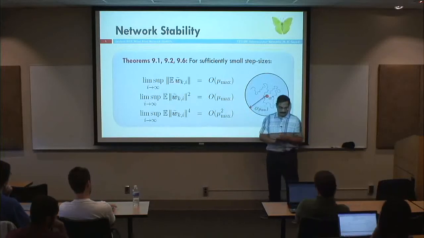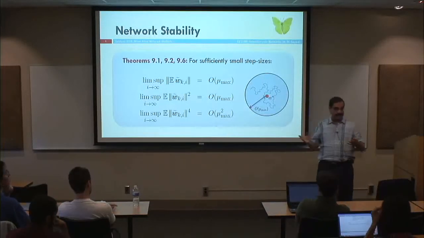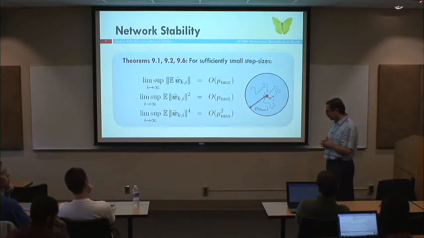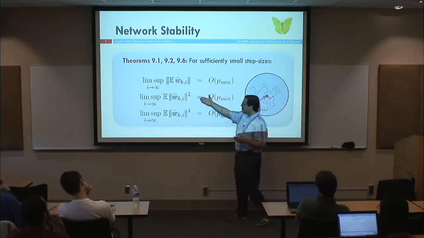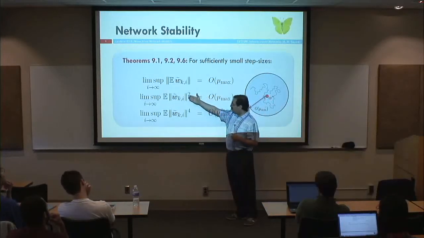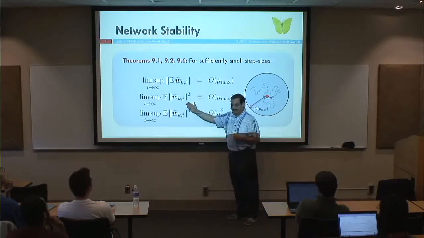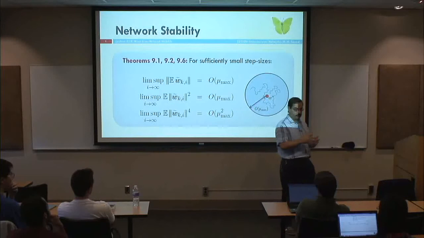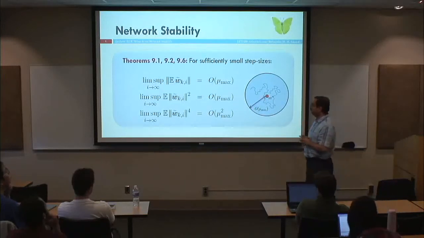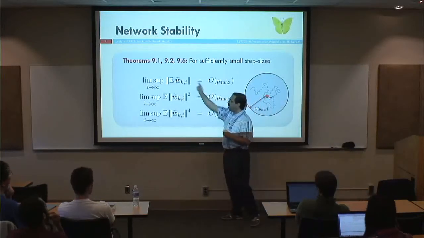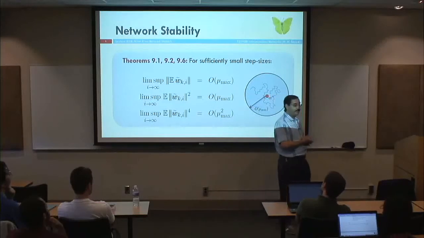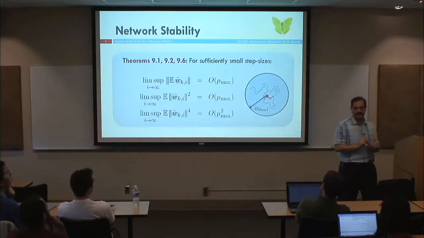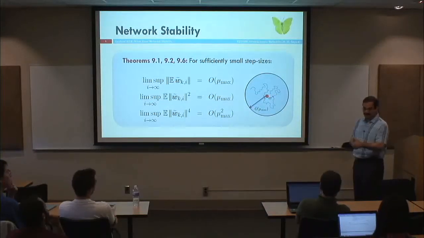And since the step size is usually very small, this tells you that for all practical purposes, these algorithms are stable, whether you look at it from the perspective of the second order moment of the error or the fourth order moment of the error. This is what we proved last time. Today, I'm going to complete this theorem and prove the first statement, plus a few other results that we are going to use next time.